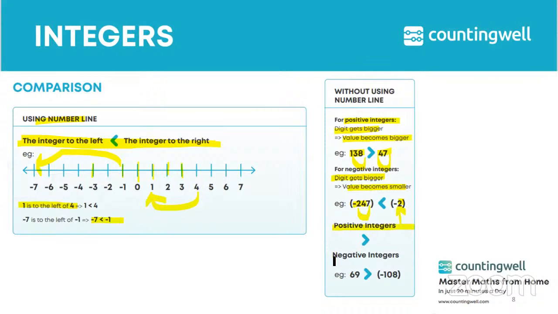Also, positive integers are always greater than negative integers, and 0 is always greater than the negative numbers, whereas the numbers to the right of 0 are always greater than 0. So numbers to the left of 0 are always less than 0, and the numbers to the right of 0 are always greater than 0 if we are comparing with 0.